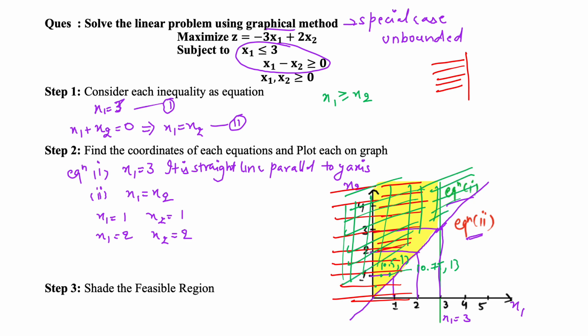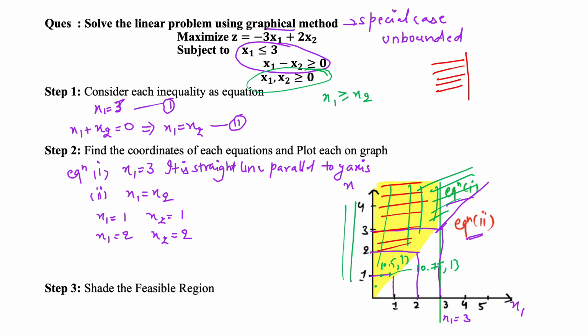Now we have to find the common region. One more thing: these two equations will give a plot in the first quadrant. So what is the common region? If you remove the shaded region which is not common to both, we get this yellow region. This yellow region shows my feasible region. Now the next step was to find the corner points.